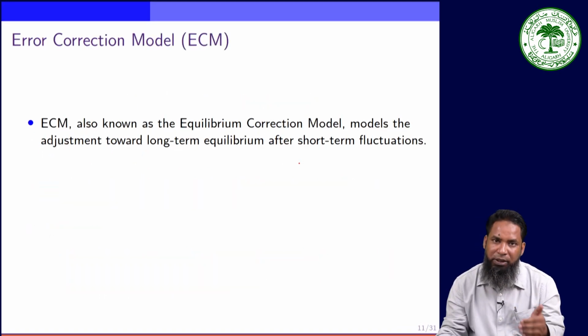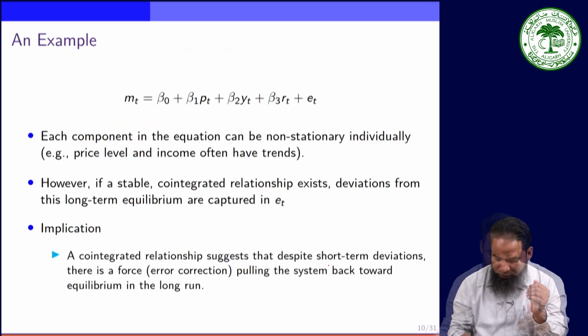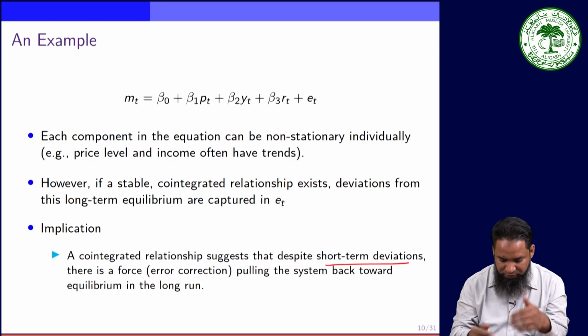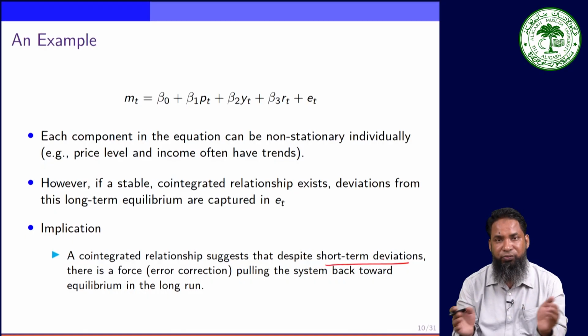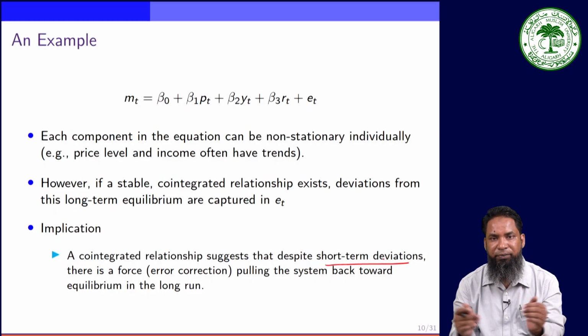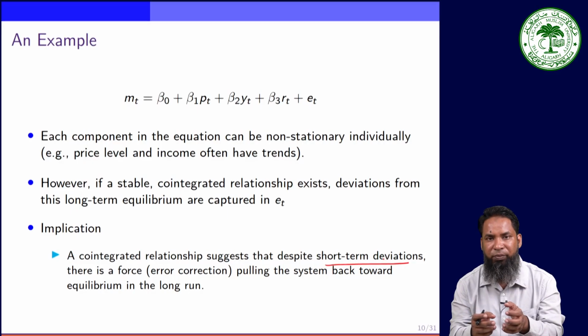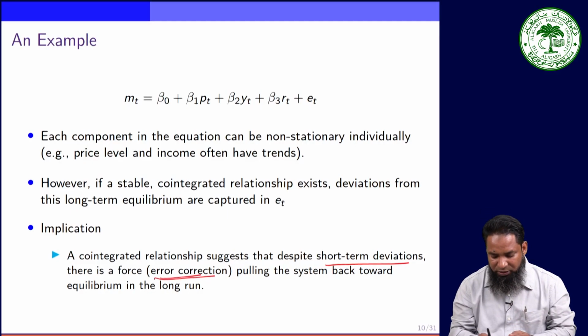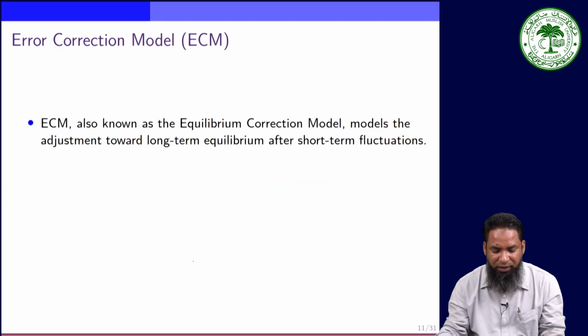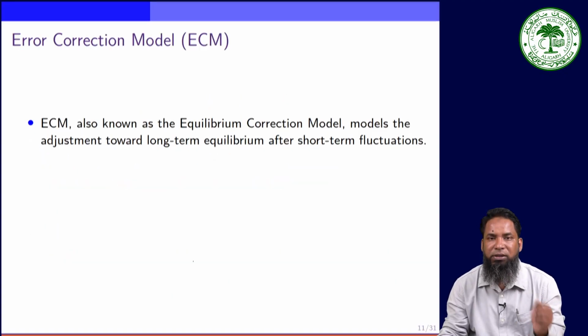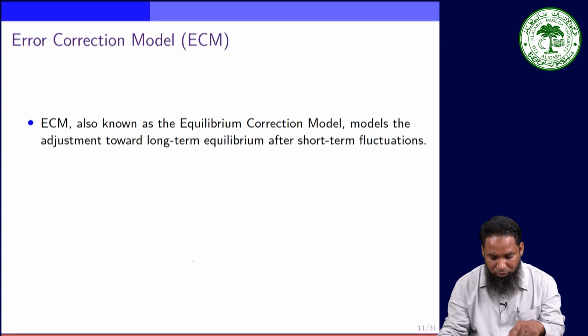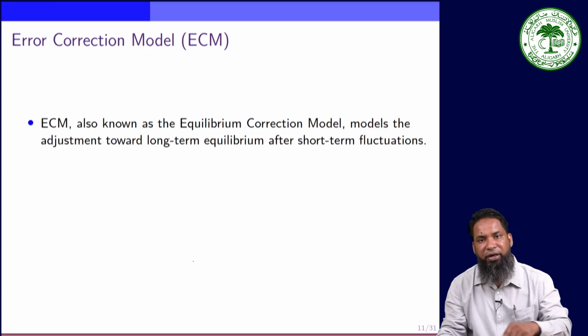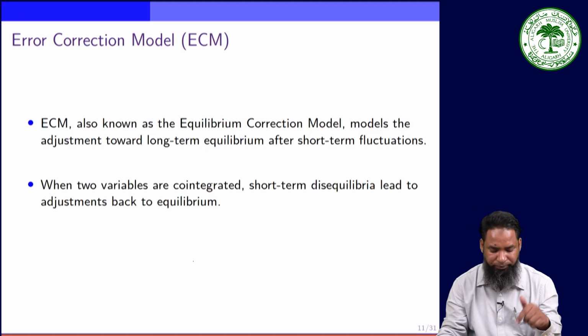Then there is a related concept of error correction. Basically we have the short-term deviations, and there will be a force which will correct them, pulling us to the equilibrium. This error correction term takes us to the next model, what we call the error correction model. It is also known as the equilibrium correction model. This model helps us to model this kind of long-term equilibrium relationship where there will be adjustment in the short term.